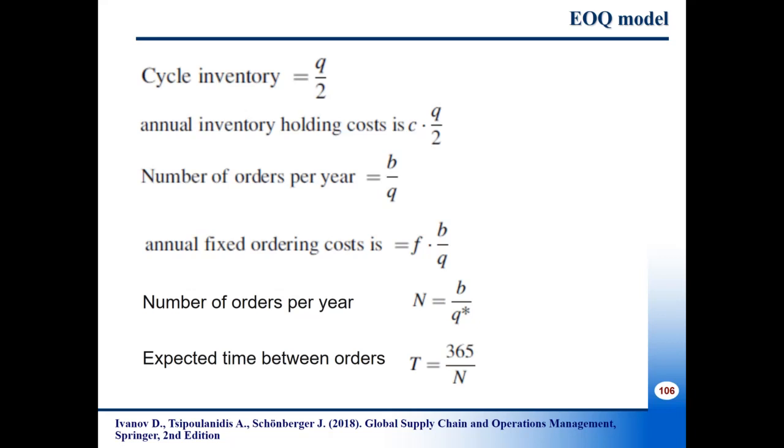In the EOQ model, cycle inventory is just the average of the quantity of inventory replenishment, and the holding cost is C times Q over 2. Annual orders is simply the demand divided by the quantity of inventory replenishment. Therefore, fixed order cost is F, the unit order cost, times the number of orders. Expected time between orders is 365 days in a year divided by the number of orders per year.